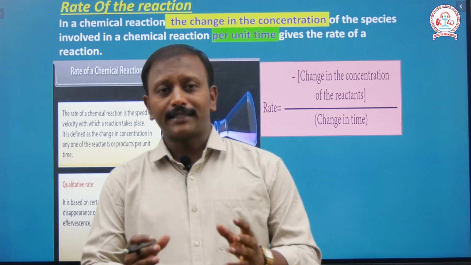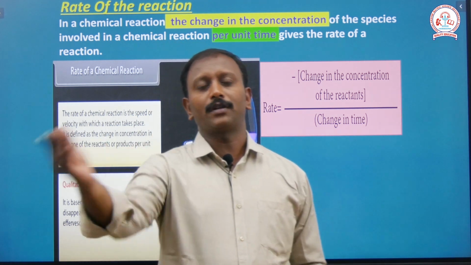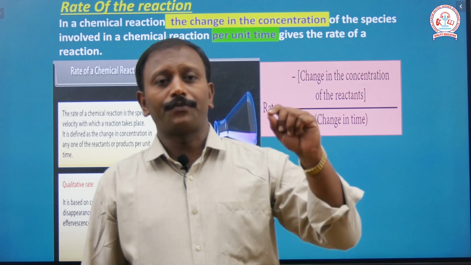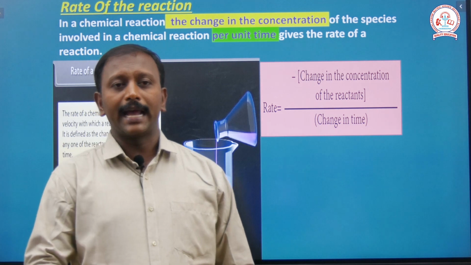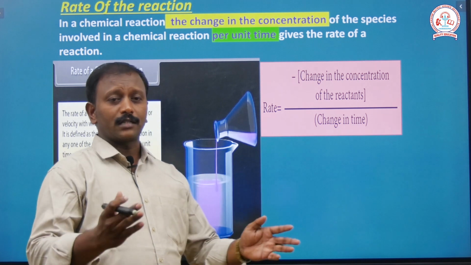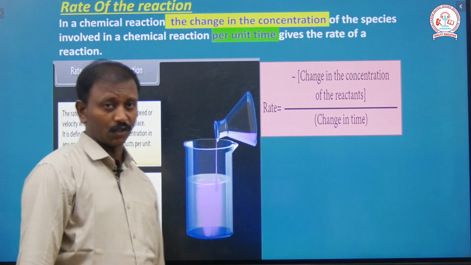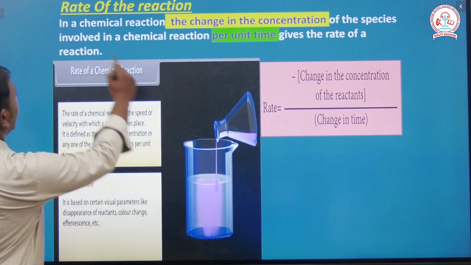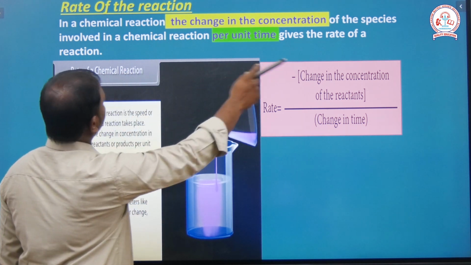That means in a chemical reaction, we need two parts. The left part is the reactant and the right part is the product. The reactant is the very important species of the chemical reaction. On the reactant side, the concentration of the reactant decreases and on the product side it increases. So this is the chemical reaction. The concentration of the reactant decreases and the concentration of the product increases. So this is the simple chemical reaction. Then what is the rate of the chemical reaction? The change in the concentration of the species involved in a chemical reaction per unit time gives the rate of the reaction.